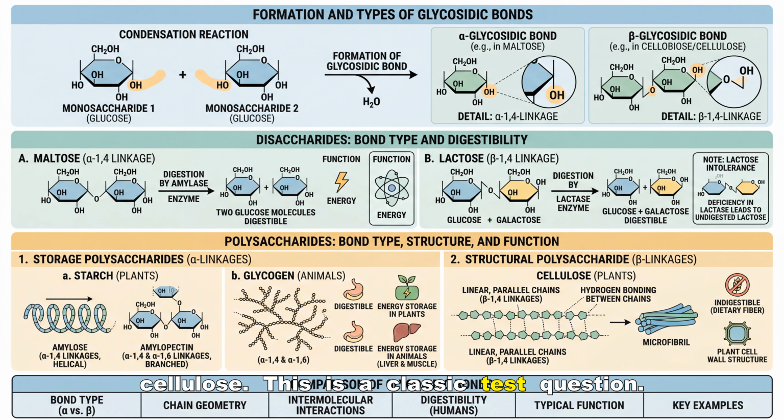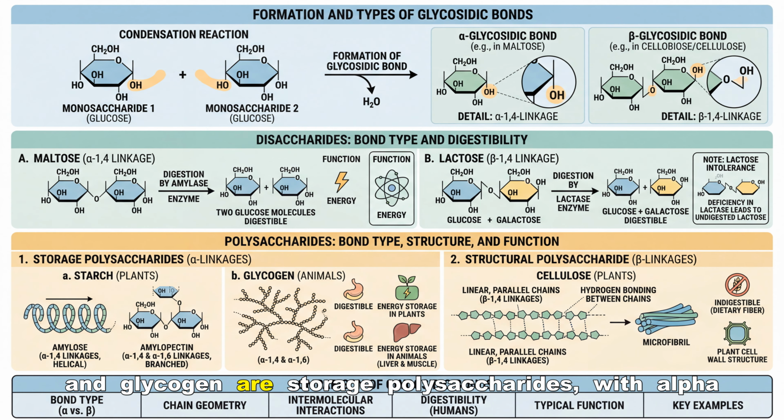This is a classic test question. Why can humans digest starch but not cellulose? The answer lies entirely in the stereochemistry of the glycosidic bonds. As we move to polysaccharides, structure becomes even more important.